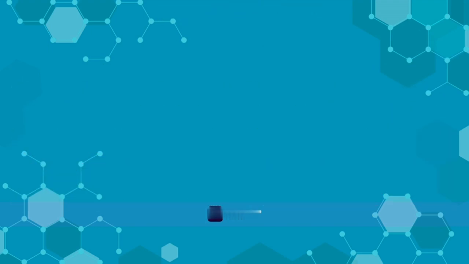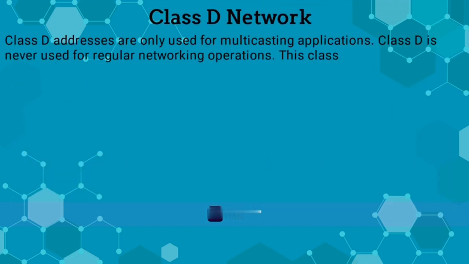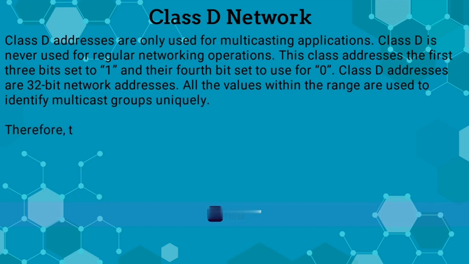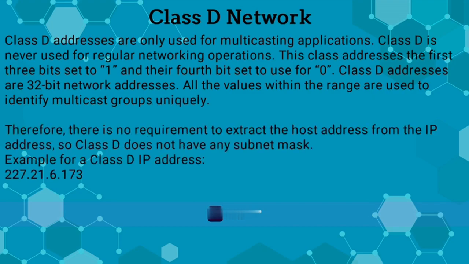An example of a Class C IP address is 192.168.178.1. Class D network. Class D addresses are used for multicasting applications. Class D is never used for regular networking operation. In this class, the first three bits are set to 1 and the fourth bit is set to 0. Class D addresses are 32-bit network addresses. All the values within the range are used to identify a multicast group uniquely. Therefore, there is no requirement to extract the host address from the IP addresses. So Class D doesn't have any subnet mask.